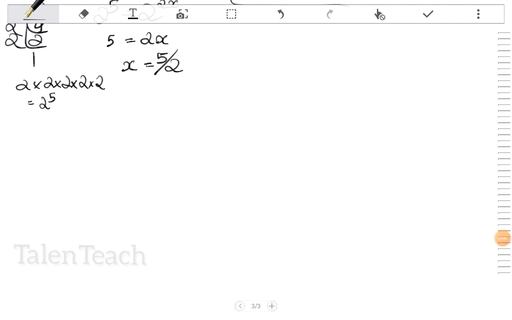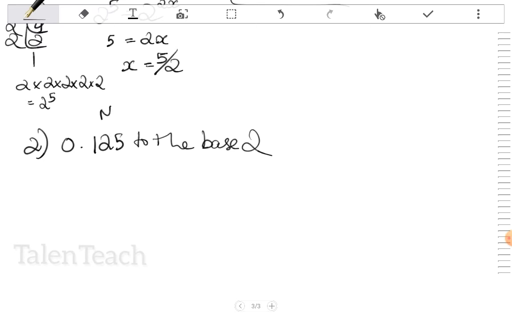So let's see the next question: log of 0.125 to the base 2. Here 0.125 is the number and 2 is the base. The first step is to write it in logarithmic form: logarithm of the number, 0.125, to the base 2 is equal to, the power is not given, so we can give the variable x or any other variable.